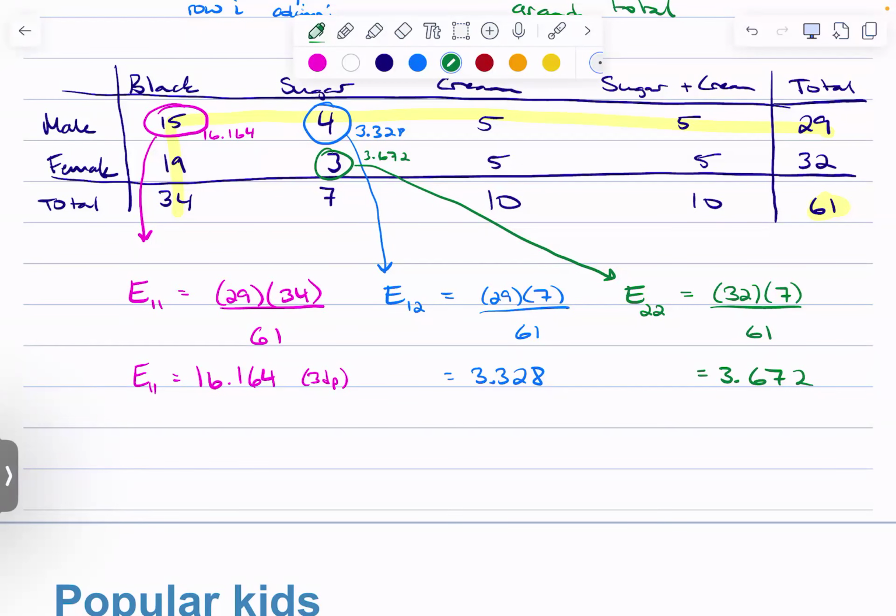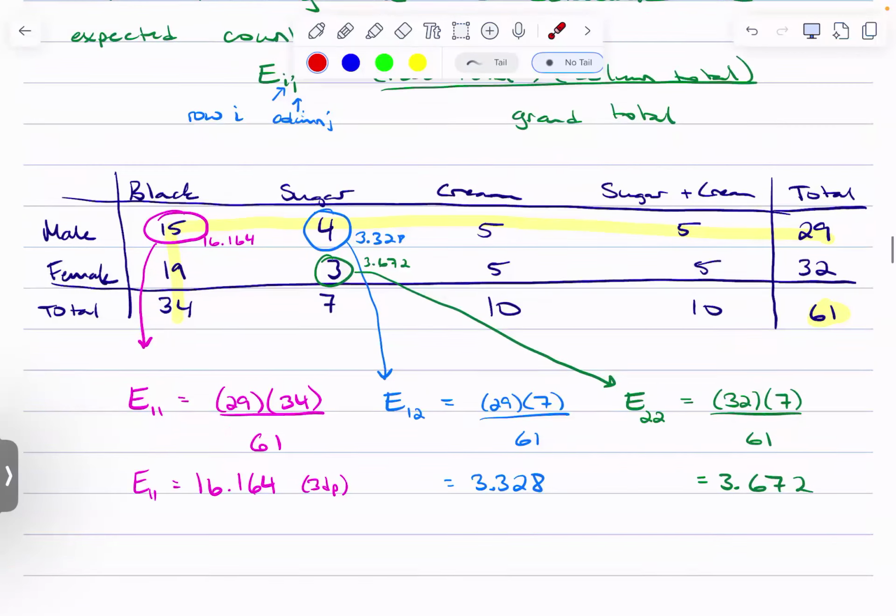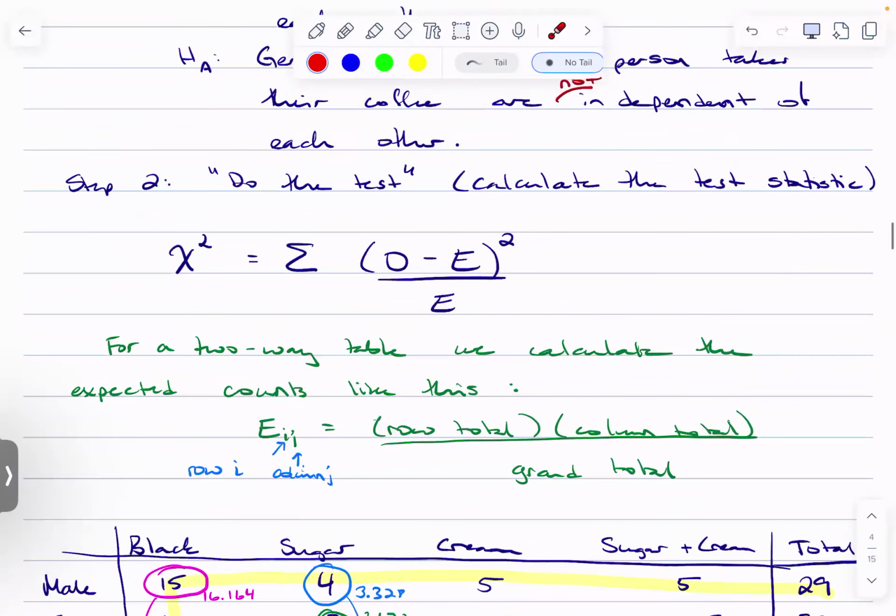So from here, you're able to calculate each of these expected counts. Now that's a lot, right? That's a lot of work, but it's tedious. It's not hard, it's just tedious. And so enjoy it. Not hard, just tedious. What else do you need to do? So now you have your expected counts for each cell.